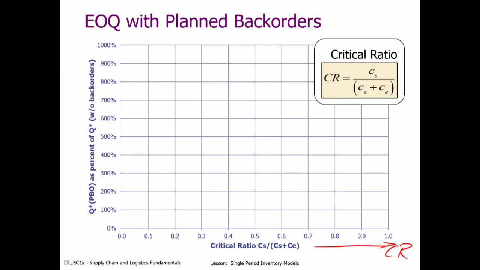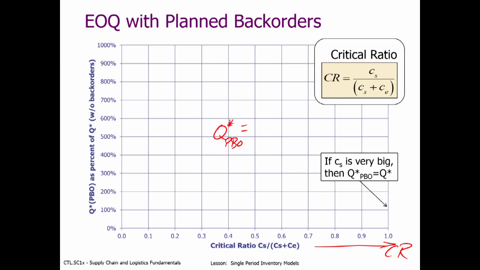So let's take some extremes, because it's always helpful to look at extreme values first. What happens if the CS is very, very big? Now remember, we know that Q star PBO is equal to Q star times the square root of 1 over that critical ratio. So what happens as the critical ratio gets really big? As you can see, it can go up to 1. This square root of 1 over CR will go to 1, which means that Q star PBO will equal Q star. So when it's really costly to be short, essentially not allowing it, then I'm going to order what I normally order for EOQ when I don't allow back orders.